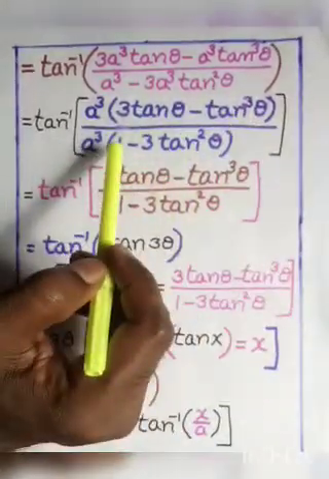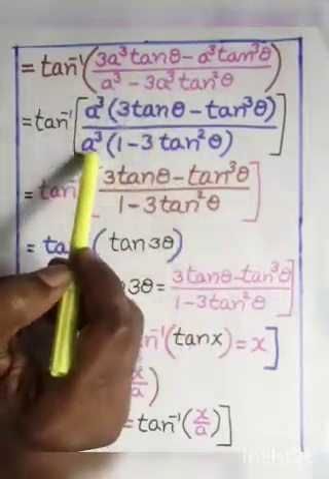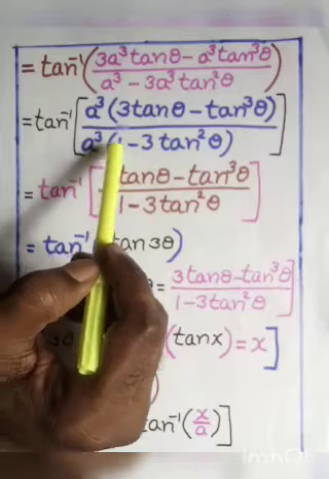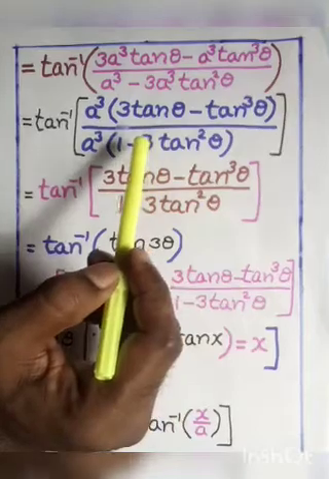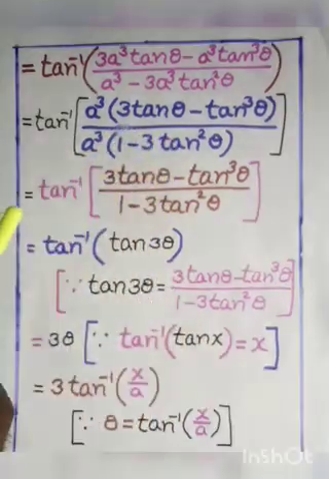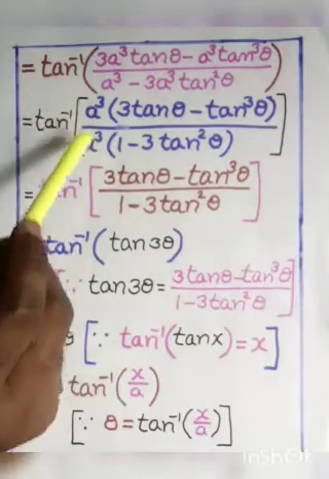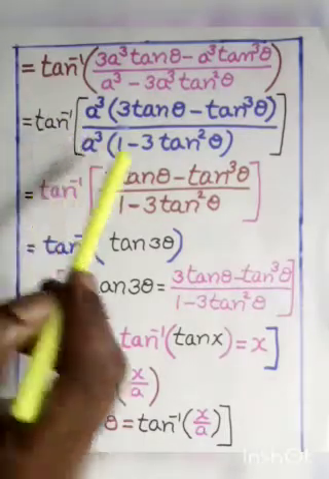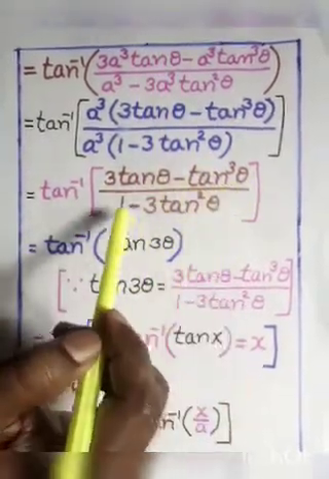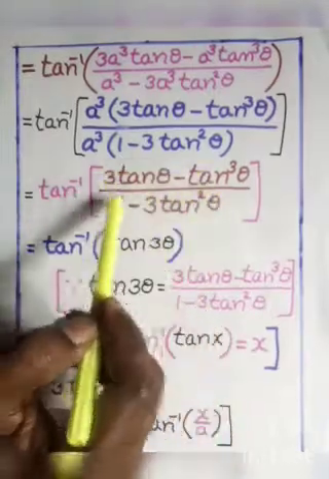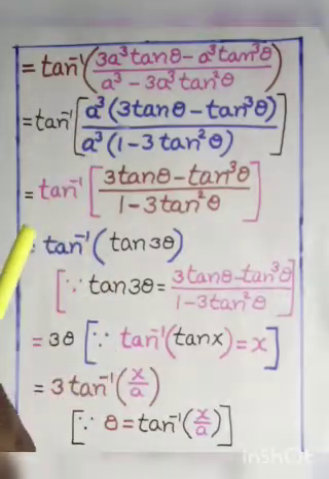Now come to the denominator. Here also we take a cube as a common factor, so we take it out. Then we get a cube of (1 minus 3 tan square theta). Understood this denominator part, my dear children? Now that is equal to tan inverse of, by striking out a cube in the numerator and denominator, we get (3 tan theta minus tan cube theta) whole divided by (1 minus 3 tan square theta). These terms will be left after striking out a cube.